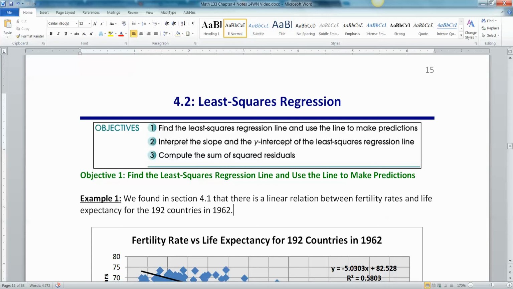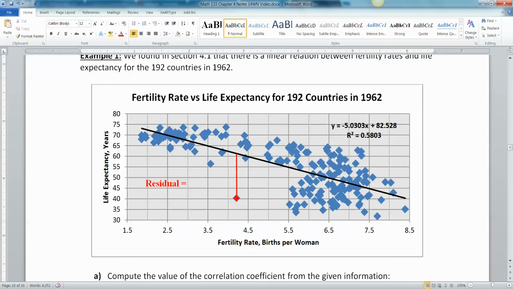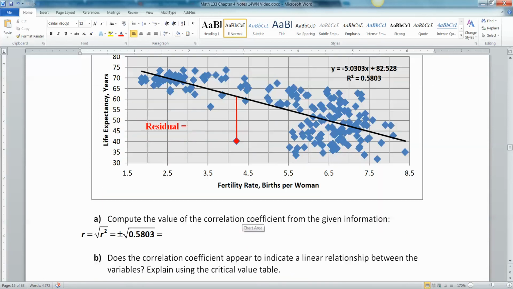Continuing on to section 4.2, which is least squares regression. All right, so first thing we want to get over is what is least squares regression. So that's what we're going to figure out. We found in section 4.1 that there's a linear relation between fertility rates and life expectancy, and this was the picture we had. And I've thrown in some extra bits that you're going to need later, so we'll talk about that in a minute.